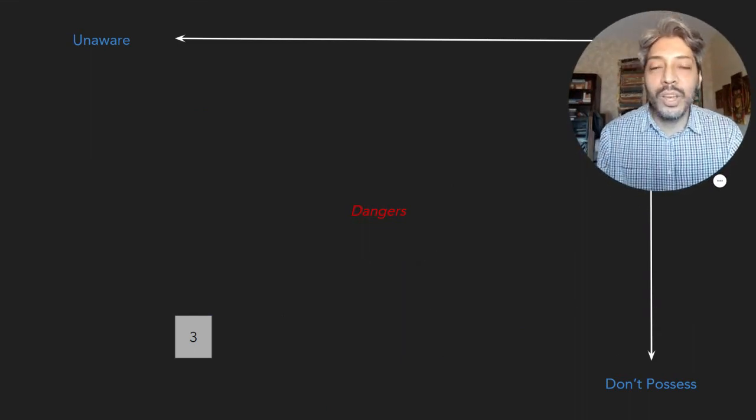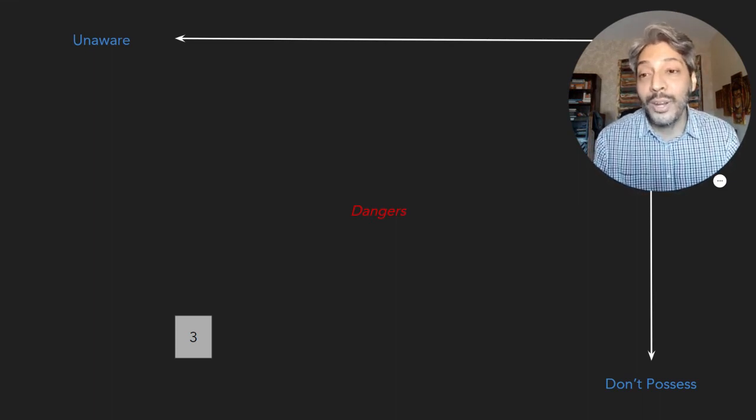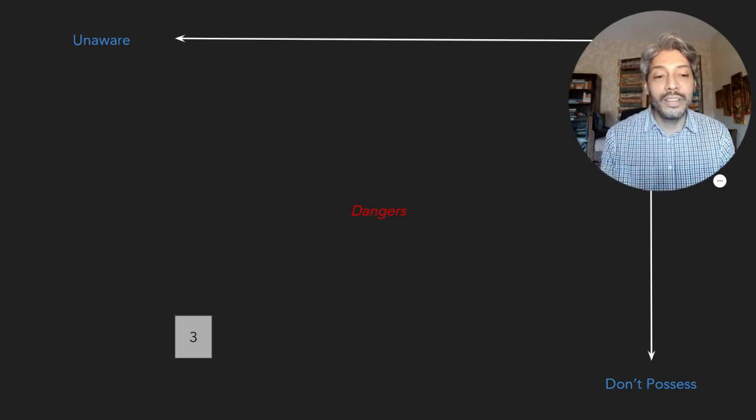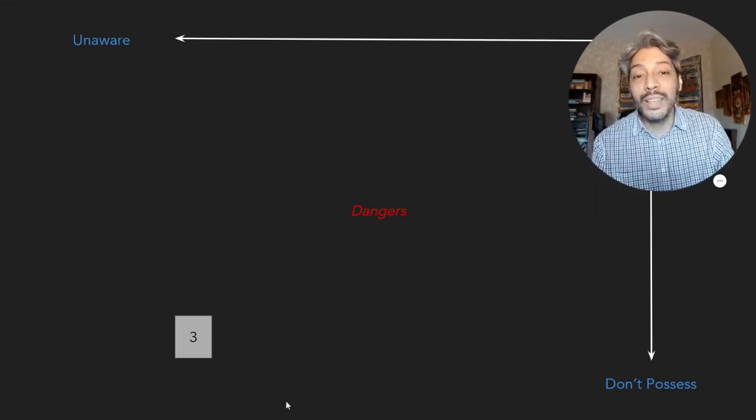It's the quadrant where neither do you possess a competence nor are you aware of it. So you're unaware of your own ignorance. So you don't know what you don't know. And why is this a danger?